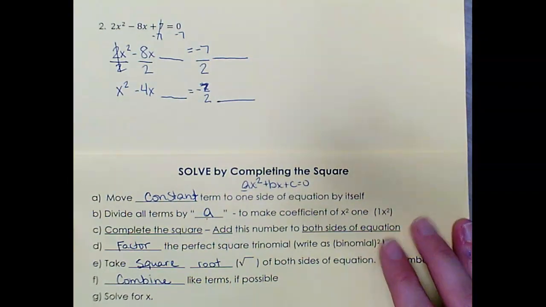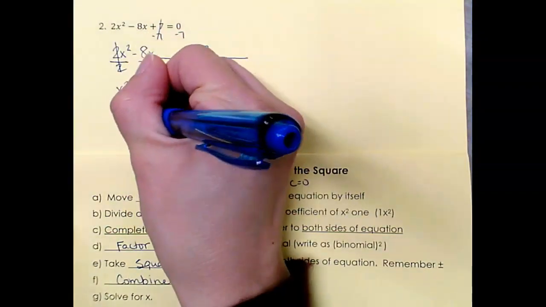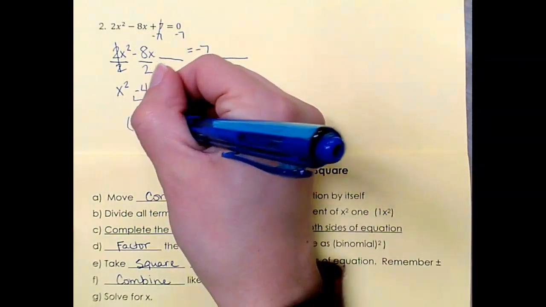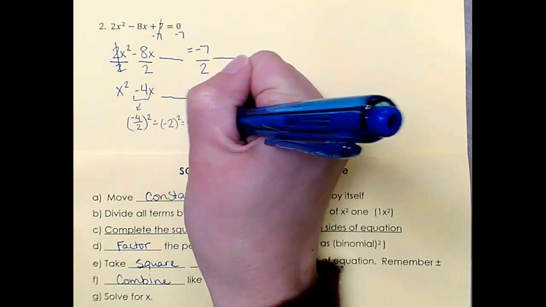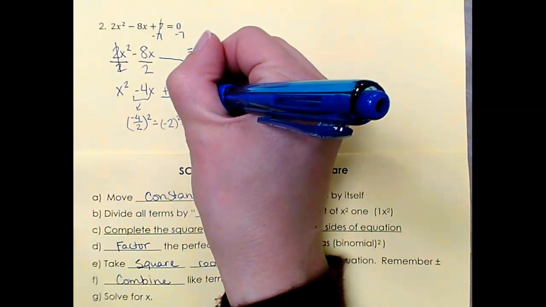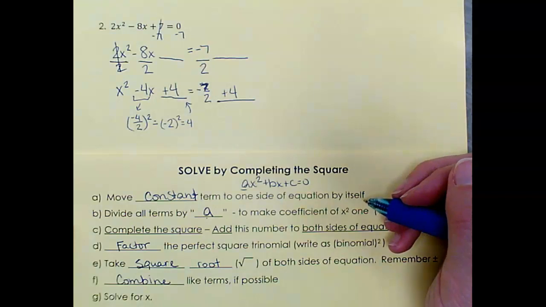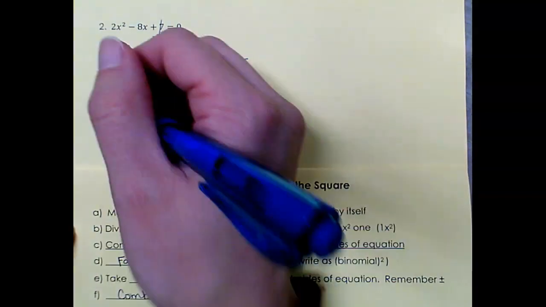Now I want to complete the square, so I'm going to take my b term. I'm going to cut it in half and square it. So negative 4 divided by 2 is negative 2. And if I square it, I get 4. So I'm going to add 4 to the left side. And I'm also going to add 4 over here so my equation is balanced. My perfect square trinomial can be factored now.